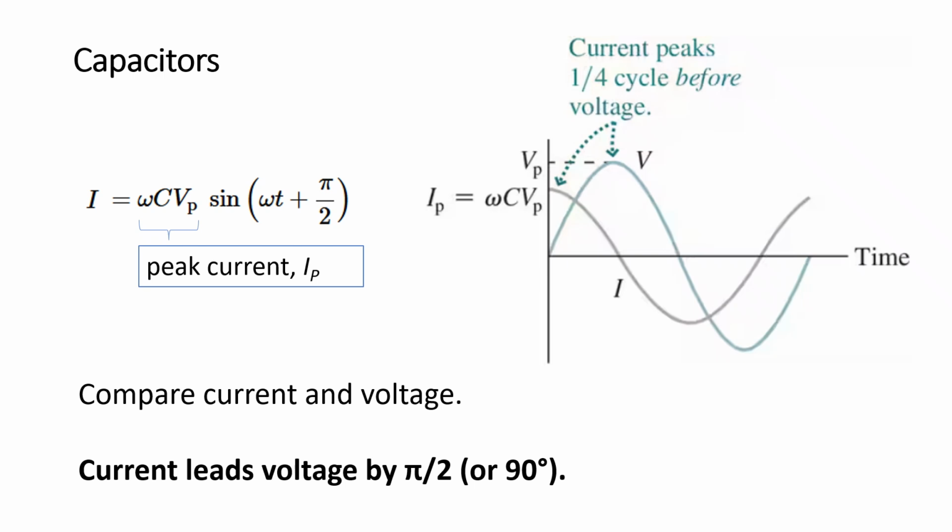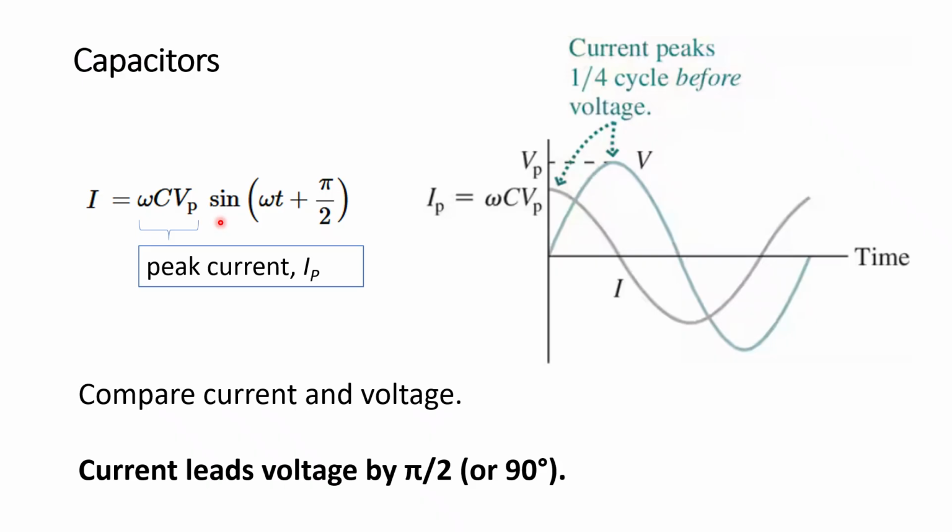And so here you can see in the graph a comparison when we have a capacitor hooked up to an AC generator, that there is current and there is voltage. We have them both as sine curves. Here is the equation that current is omega C times peak voltage times the sine curve. And let's look at that coefficient in front of the sine term. That is going to be the peak current because the sine term is going to, of course, vary between -1 and 1. And so when it's 1, that is the peak current. So the peak current is omega C times Vp.